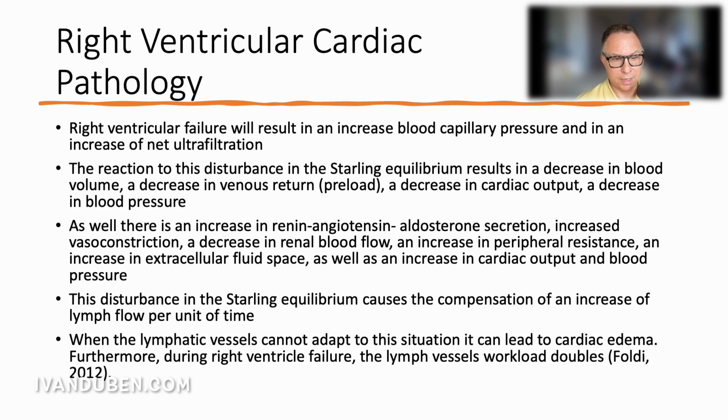Furthermore, during right ventricular failure, the lymph vessel workload doubles. So it creates a vicious cycle where you get an overload, lymph's not moving, the heart has to work harder. You also will get lymphostasis around the heart, perhaps in between the pericardium and the heart muscle. However, they're referring to cardiac edema.